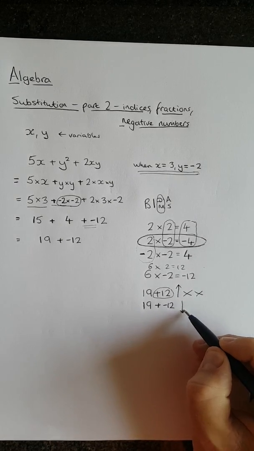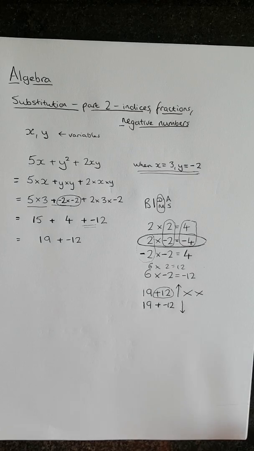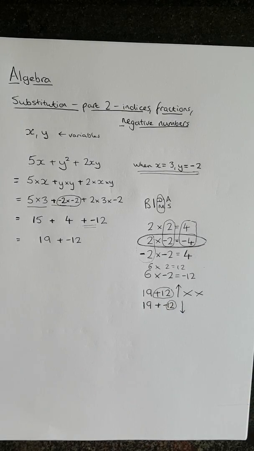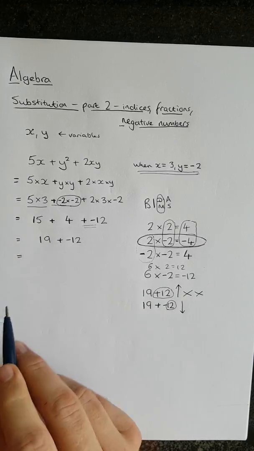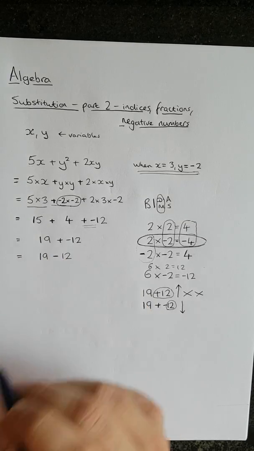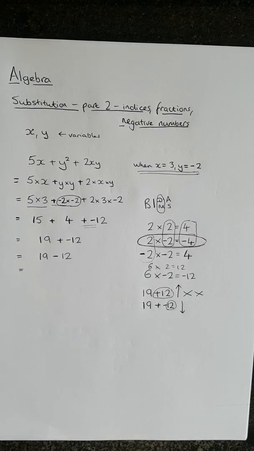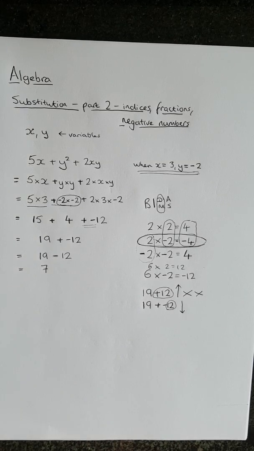Well, the number should go down. By how many should it go down? It should go down by 12. So 19 add negative 12 is the same as 19 subtract 12. Which leaves us with 7.